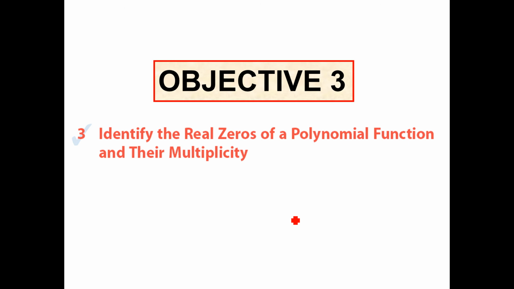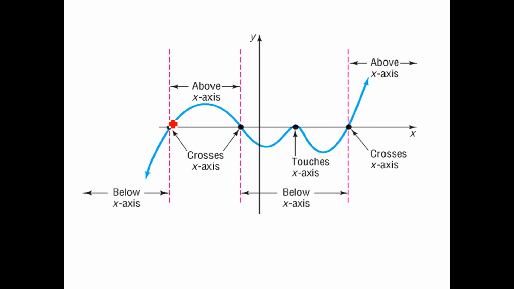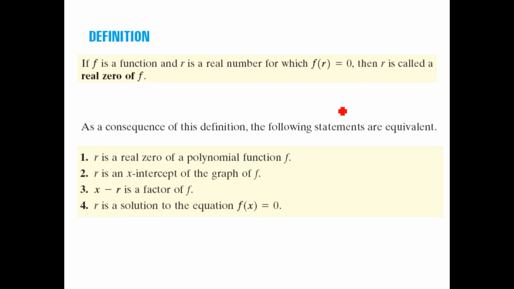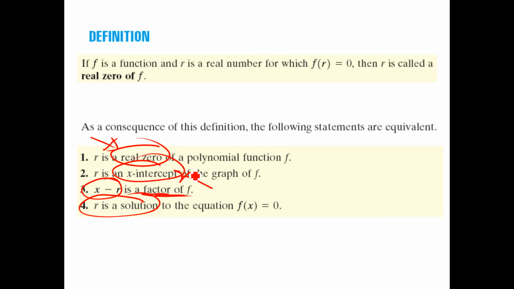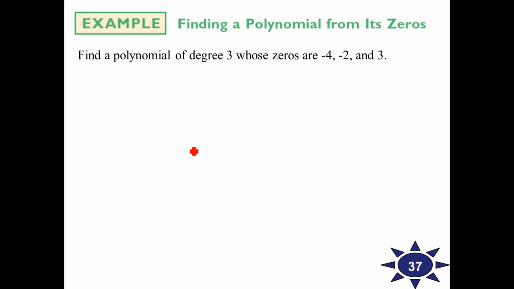Third objective, let's find the real zeros. Now, a real zero is the place where we cross the x-axis, otherwise known as 4 different things: a real zero, an intercept, an x-intercept, and x minus r is a factor of f. So if we try to factor, we're going to find the zeros. We'll find the x-intercepts. And if we say let's find the solutions, we're also finding the zeros. We could ask for this a lot of different ways, but what we're solving for is what would make y 0.